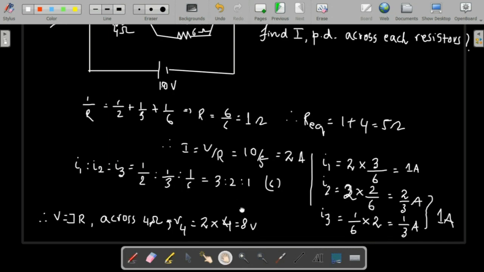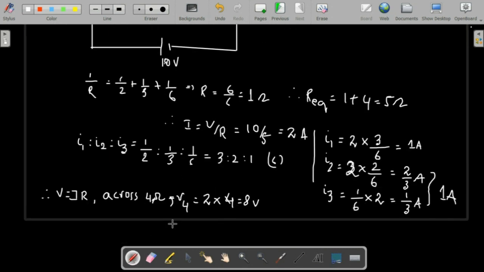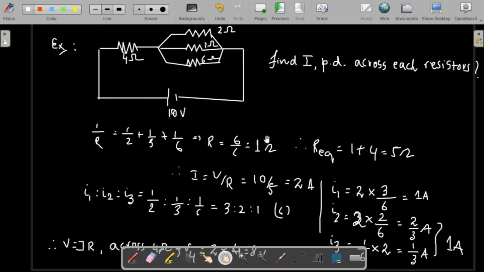So, that means across the other part, V across the 3 resistors, 2, 3 and 6, we are going to get it to be 10 minus 8, which is 2 volt. All of them are parallel. So, obviously, it's the same voltage that is going to flow across all these three circuits.